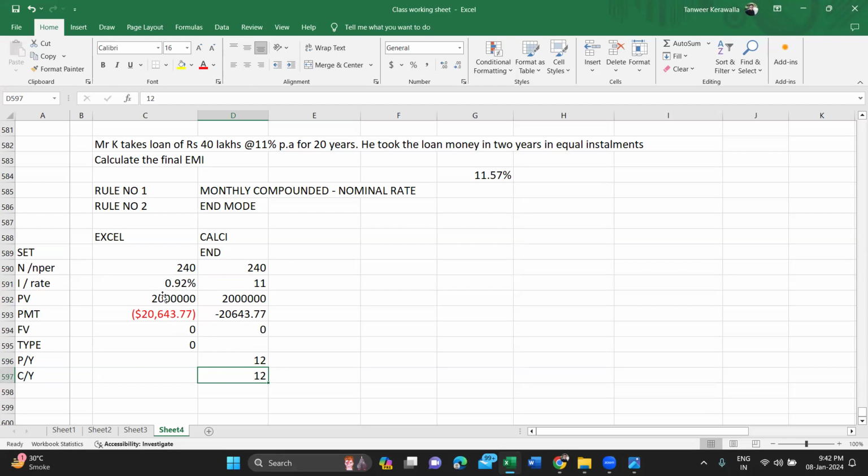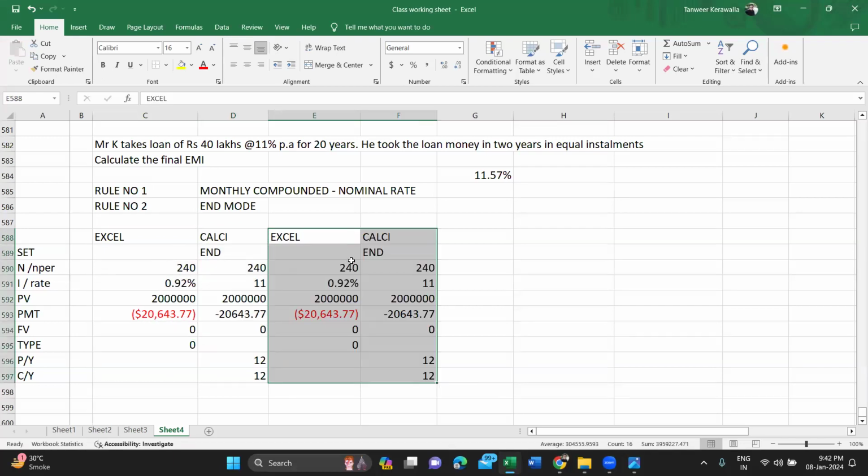So that's your first loan. Now the second loan, of 20 lakhs, which you take after 1 year, because he took the loan money of 40 lakhs in two installments. First 20 lakhs in the first year, 20 lakhs in the second year. So the second year 20 lakhs, which he has now taken. The amount is the same, 20 lakhs. The rate is also the same. Everything is the same.